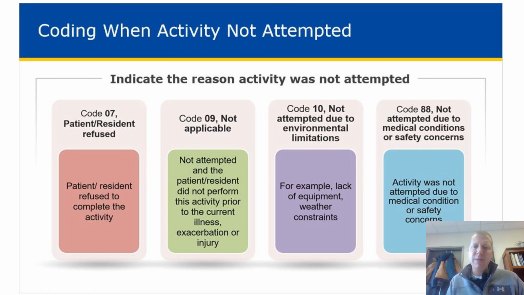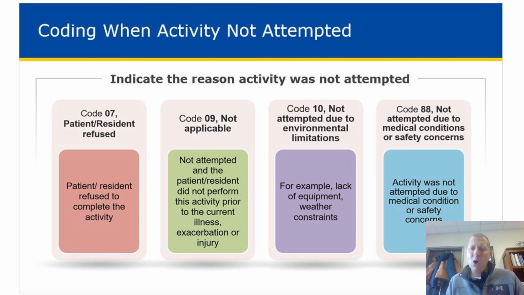Code 10 might be used if you don't attempt something because of environmental limitations. Okay, so maybe the patient has a tub at home, and that's the only way they perform their bathing is with the use of a tub. And in your facility, maybe you just have a walk-in shower or a roll-in shower. So if you don't have that equipment that's needed, or perhaps there's weather constraints, something along those lines, you could just code it as a 10, not attempted because something in the environment was limiting you to assess it.